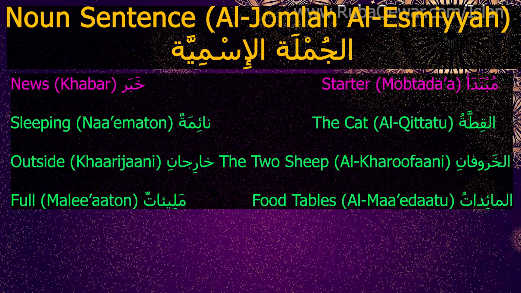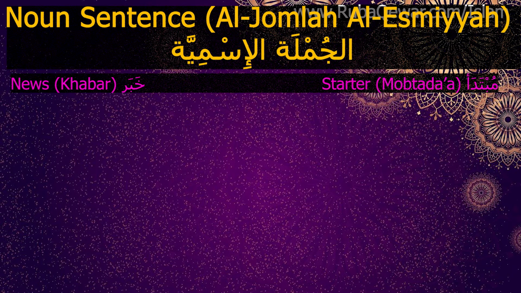مليئات. الخبر. Is it مرفوع منصوب or مجرور؟ Not مجرور. Let me write this. مبتدأ and خبر always مرفوع. And the sign of مرفوع? The ضمة. In this case it is ألف تاء, feminine. Now this is for مبتدأ and خبر.